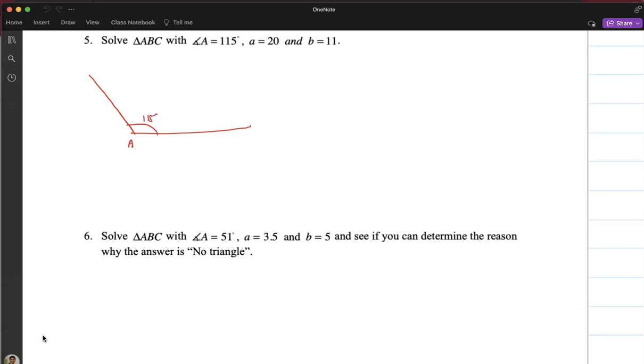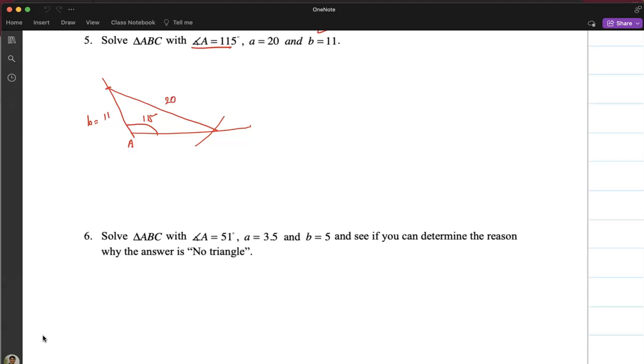Then you draw your side B. B is 11, so this is your B. Now your A is 20, correct? This is B equal to 11. Okay, now A is 20. Now if I take 20, is it greater than B? It is. It will cut here. So this means there's one triangle. One triangle is possible.